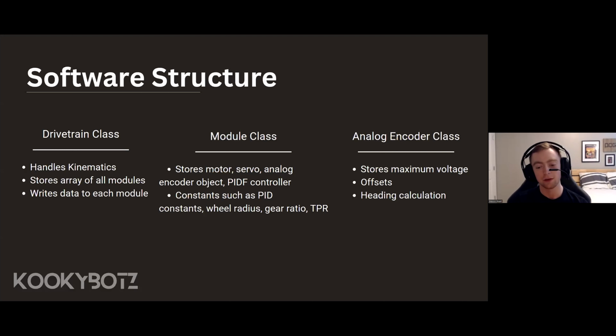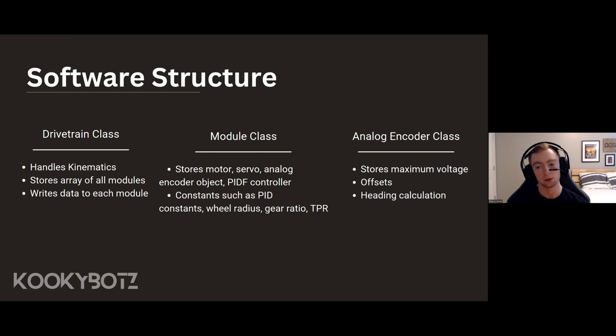The first thing that we're going to cover is the overall structure of how we're going to set up things in the code. Typically, what we like to do is have 3 main classes. So one for the Swerve drivetrain, one for the module, and one for the absolute analog encoder. The drivetrain class is meant to handle all of the kinematics, as well as hold arrays of every single Swerve module that you have, so you can write data like wheel speeds and target rotations to every single module.